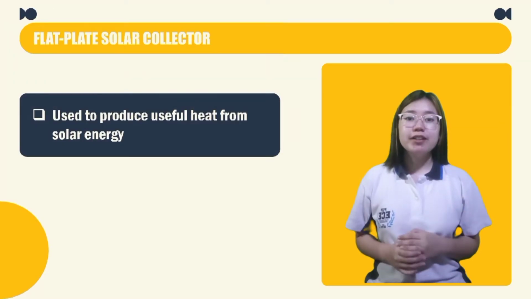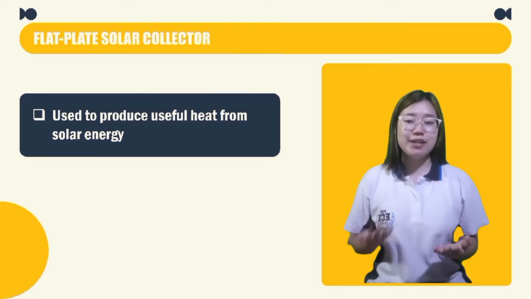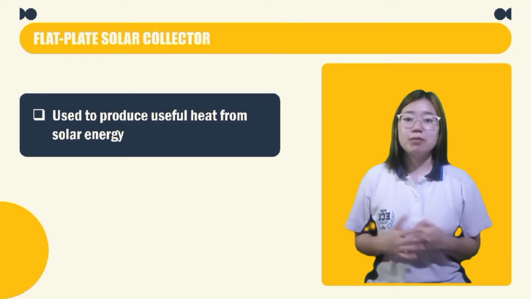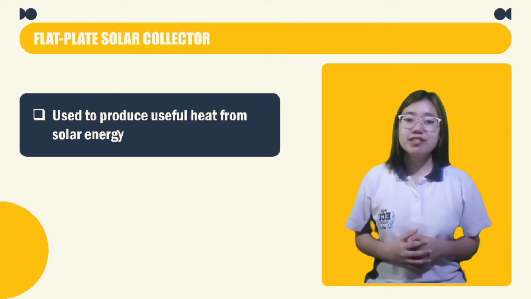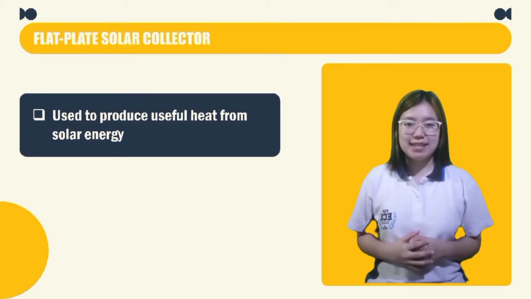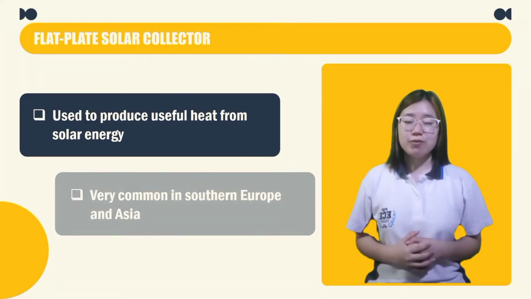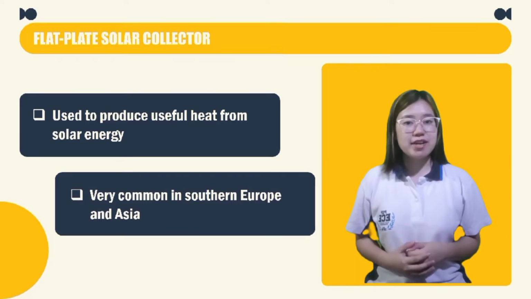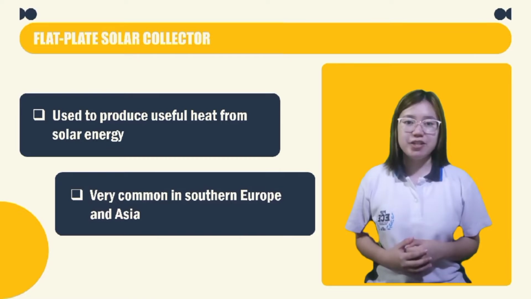For example, they are utilized to produce hot water, which is commonly used in cleaning and taking a bath. Space heating is also one of its uses. It's just that most solar heat is available during summer when space heating is not needed. Solar collectors are also very common in Southern Europe and Asia because of the abundant availability of solar energy, which is present for more than 200 days a year.